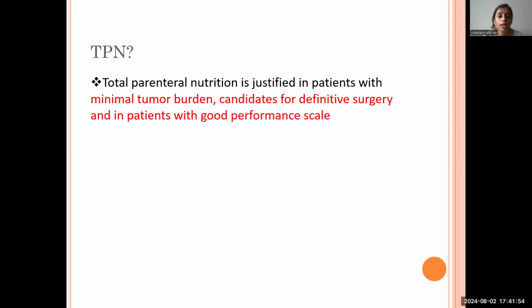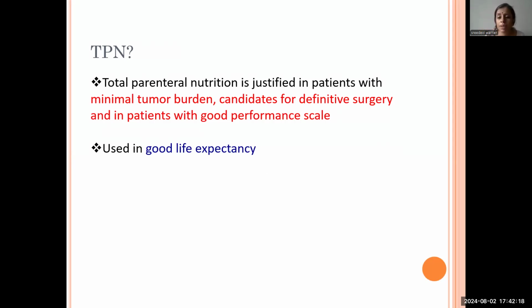Total parenteral nutrition, very controversial, because everyone thinks that through your TPN, the patient is going to get all the nutrients they want and they are going to get all the energy back. Very wrong information. At this stage of bowel obstruction, people will not be able to process whatever you are giving through the TPN. It is indicated in patients with minimal tumor burden. And suppose they are waiting for a definitive surgery, good performance status, then you can consider total parenteral nutrition. Only in patients with longer life expectancy, but not in a patient who comes towards the end.